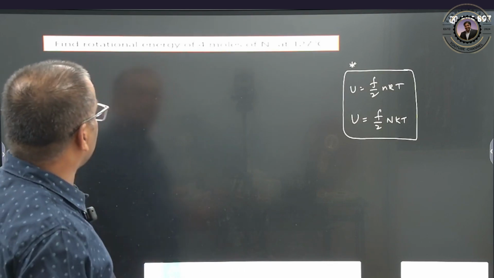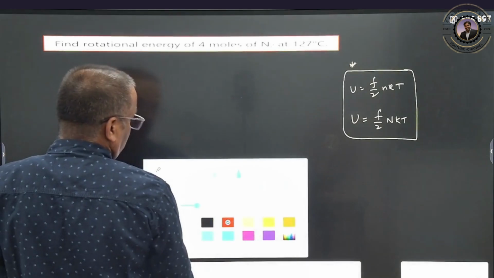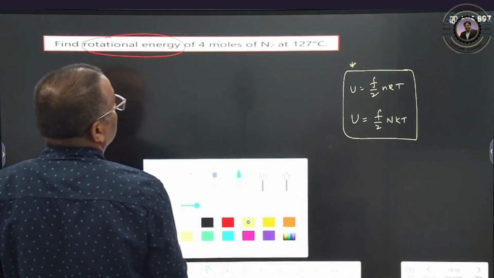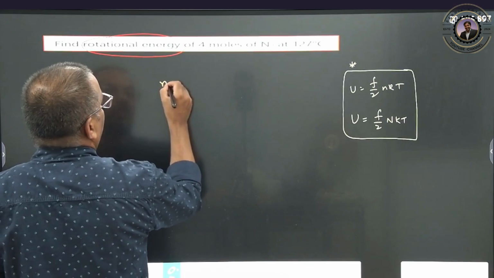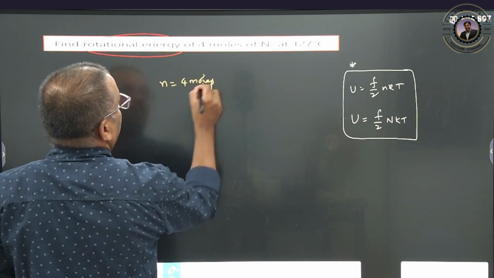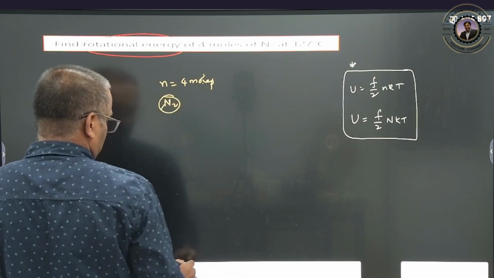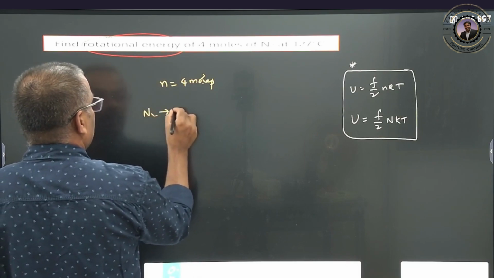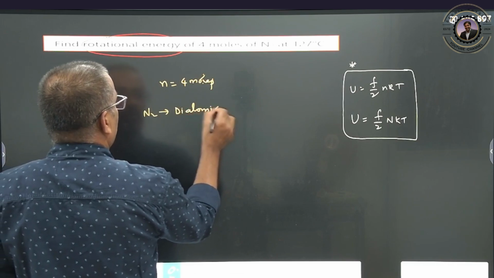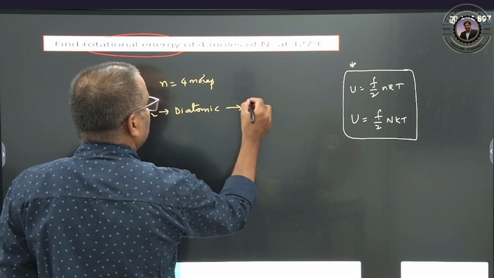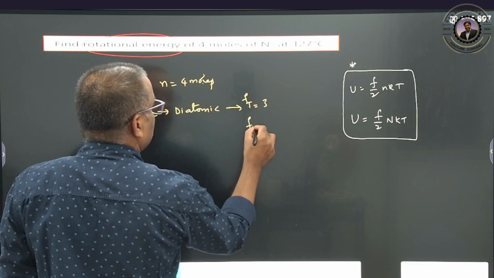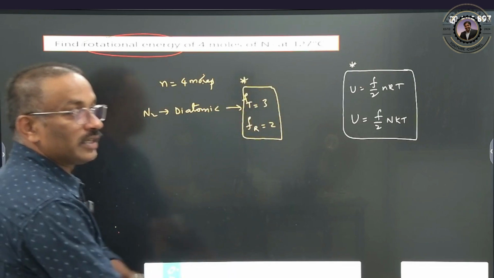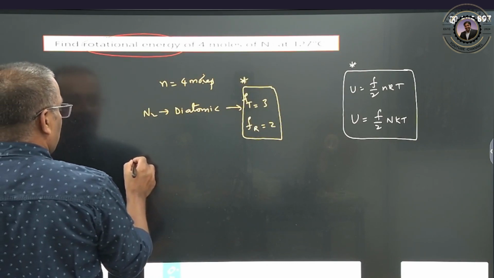In this he is asking for rotational energy. Therefore you have to take the rotational degrees of freedom of 4 moles. How many moles are there? N is equal to 4 moles of N2. N2 means diatomic. Yes or no? Therefore N2 is diatomic. So you know the translational degrees of freedom is 3. Rotational degrees of freedom is 2. Clear? Be careful now.